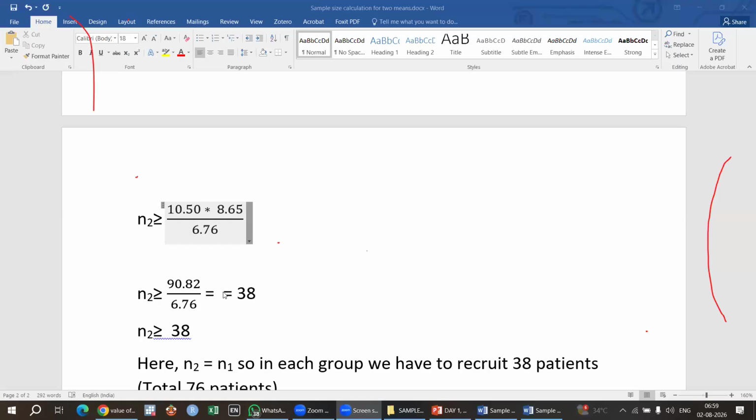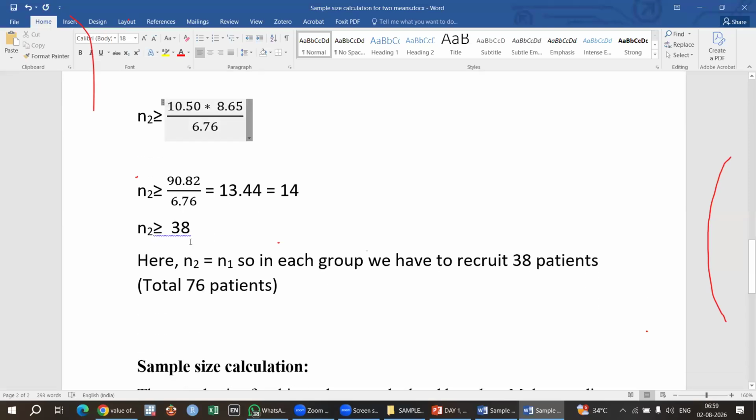13.44. So no problem. So it will be 13.44; to take a round figure, 14 you have to take, not 13. Okay. So here N2 is 14. Here N2 is N1. So we recruit 14 patients in each group.